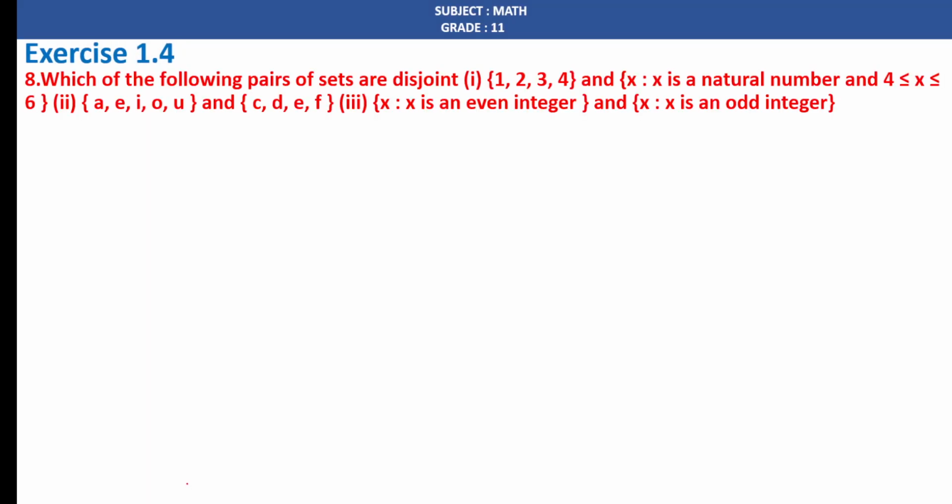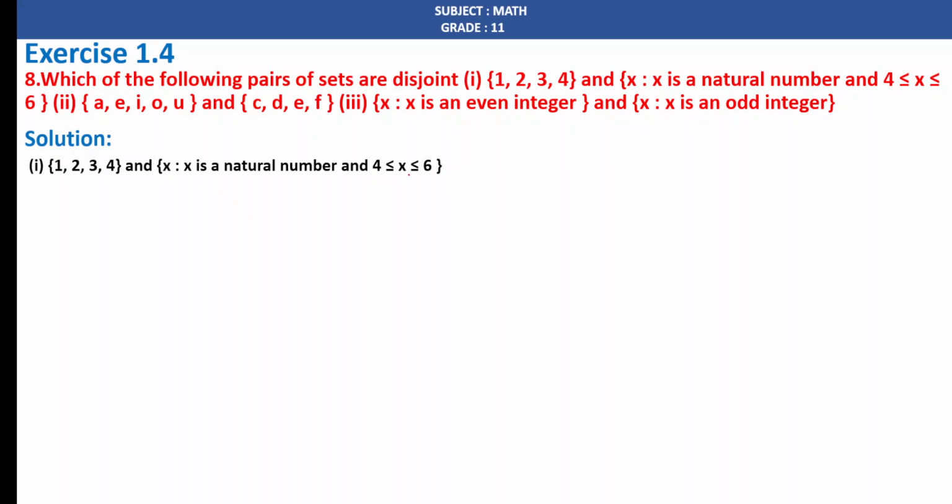Let us see question number 8. Which of the following pairs of sets are disjoint? First, {1, 2, 3, 4} and {x such that x is a natural number and 4 ≤ x ≤ 6}. Second, {A, E, I, O, U} and {C, D, E, F}. Third, {x such that x is an even number} and {x such that x is an odd integer}. Solution.